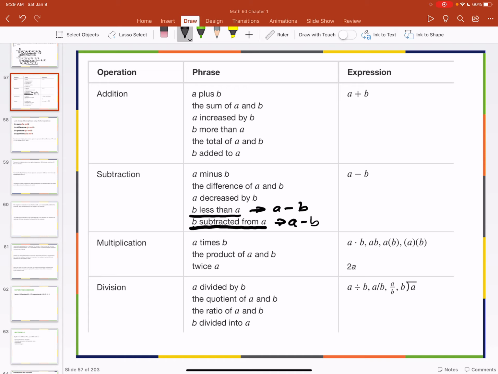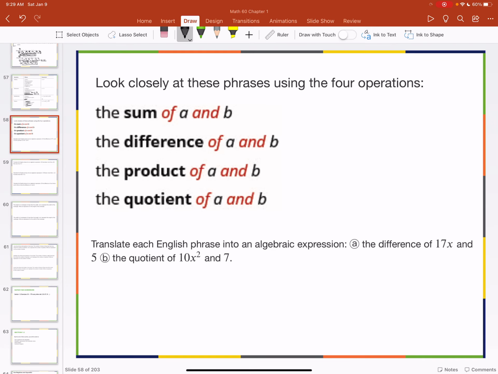Multiplication is times, product, and here's an example, twice a, 3 times a. Division, the words are divided by, quotient, ratio, divided into, okay? All right, so let's translate this. Let's use these, okay? So sum of A plus B, difference, product, quotient.